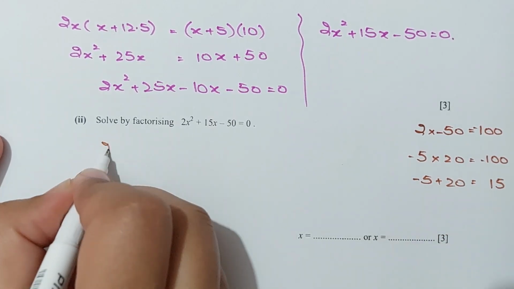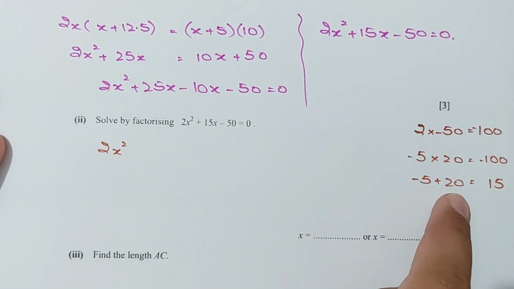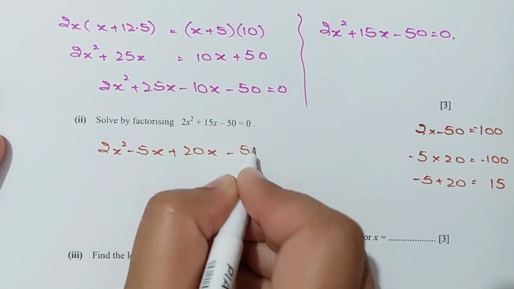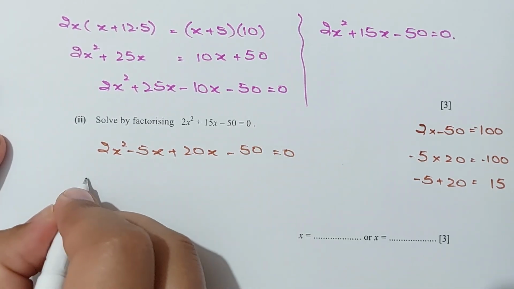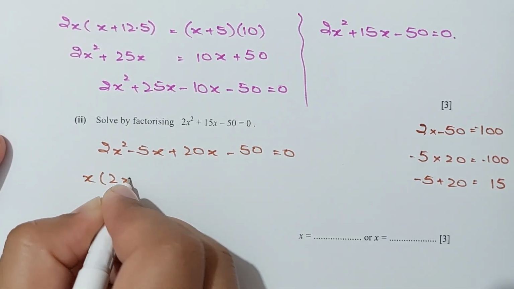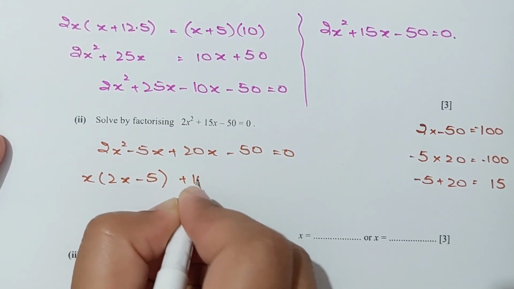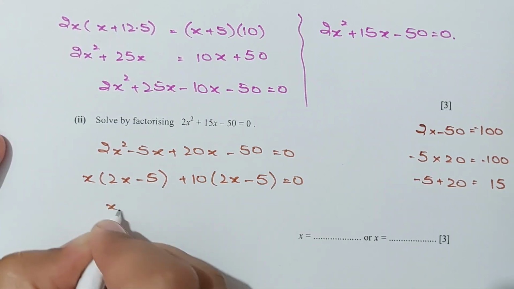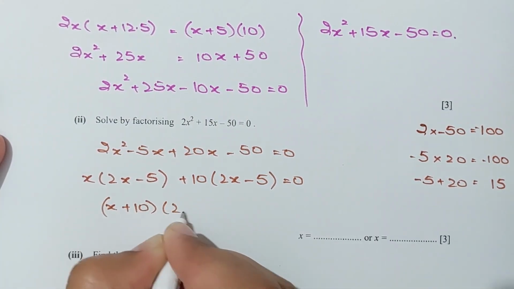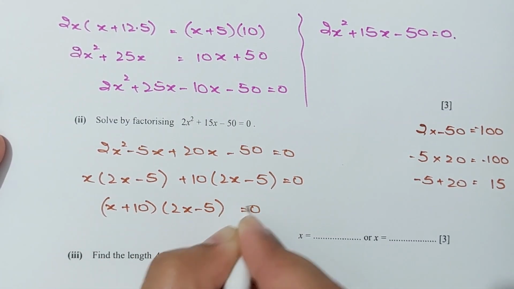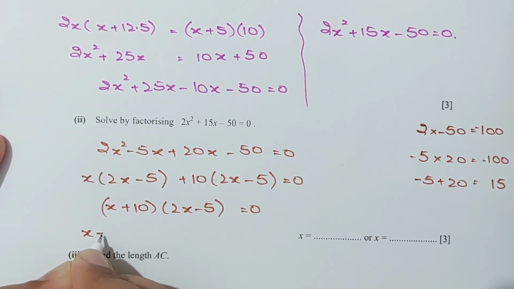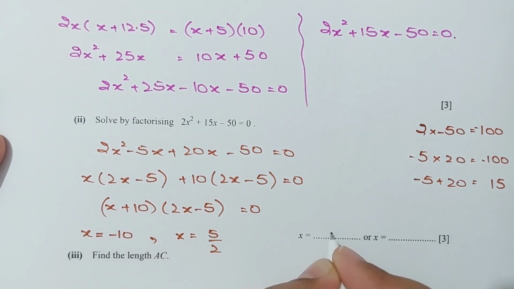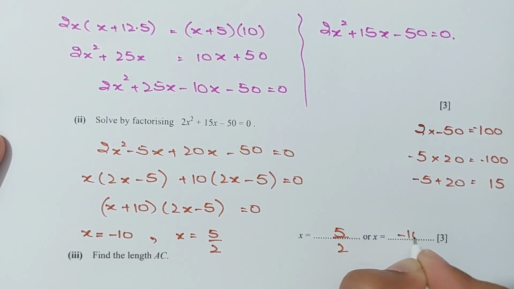Break the middle term. So 15x is broken into minus 5x plus 20x, minus 50 equals 0. Okay, let's take x common: 2x minus 5 is left, plus 10 is common. So x plus 10 and 2x minus 5 equals 0. So from here x equals minus 10 and here x equals 5 by 2. The two values are 5 by 2 and negative 10.